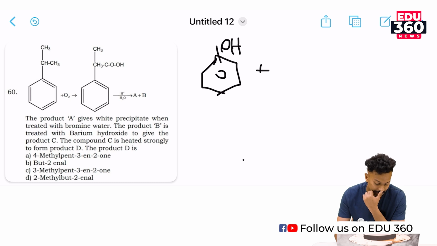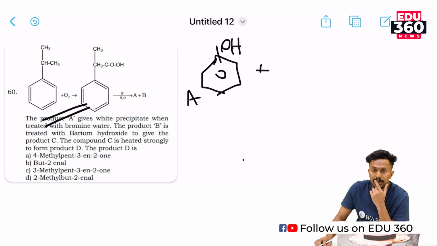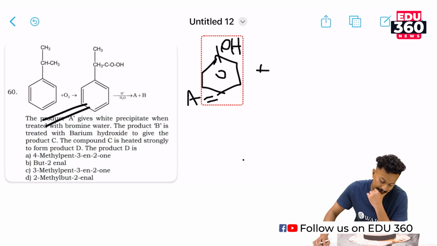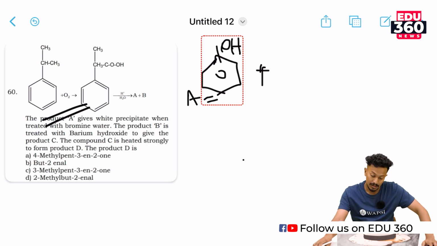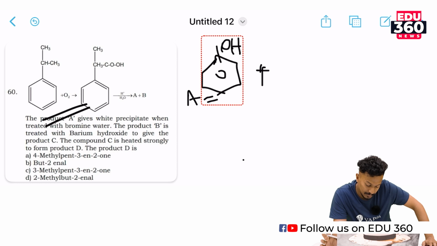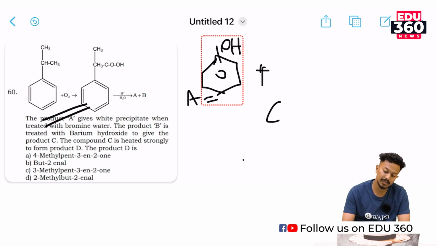Yes. A is phenol. We could state that the reaction is a phenol formation reaction. We have found phenol at A, and when this A is treated with bromine water, orthobromophenol, which is a white precipitate, is soluble, and the product B should be something like acetone. Am I right with acetone? Yes, product B gives acetone.